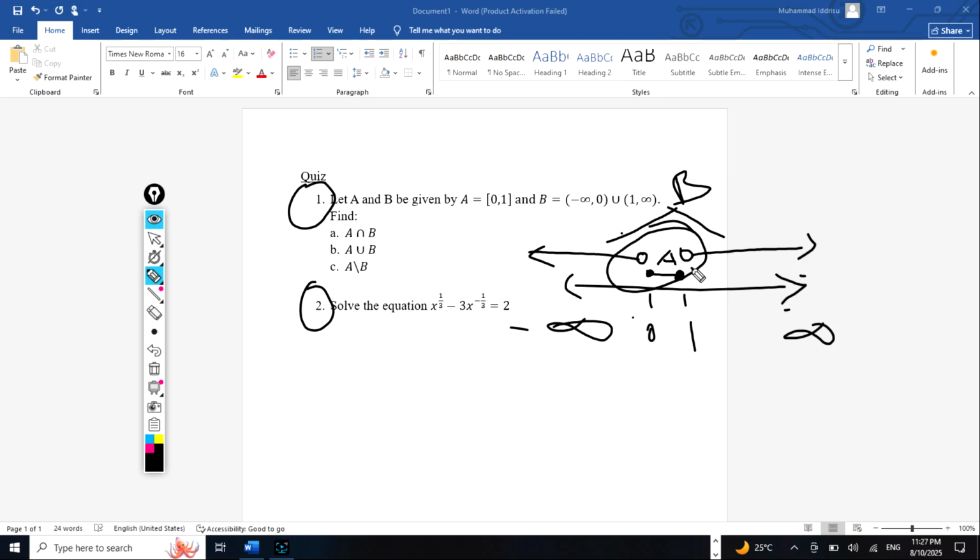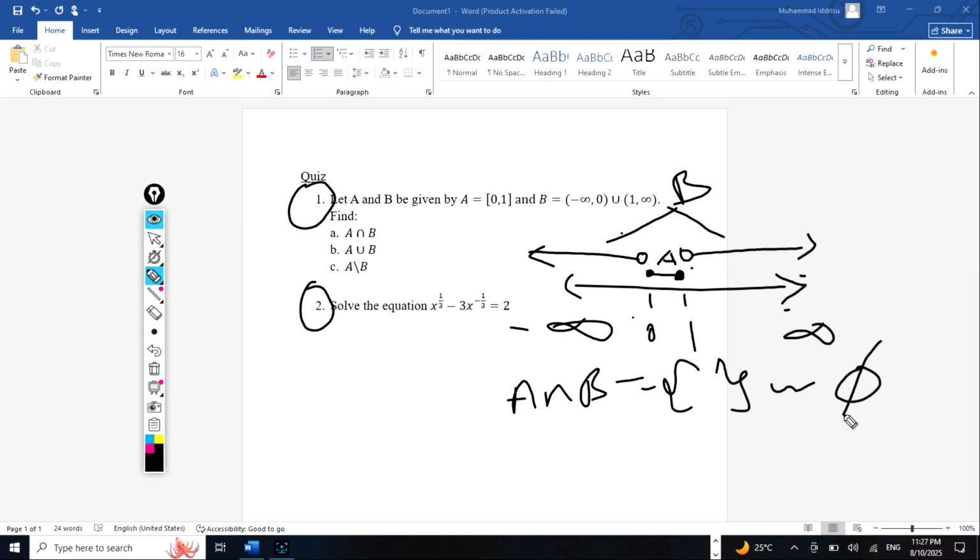There is no point where the two lines or the two sets meet. There are no elements common to both sets. So with this we just say that A intersection B is equal to the null set, or you can just choose the empty set. So in this part of the question, the answer is just the null set, the empty set, right? Okay.